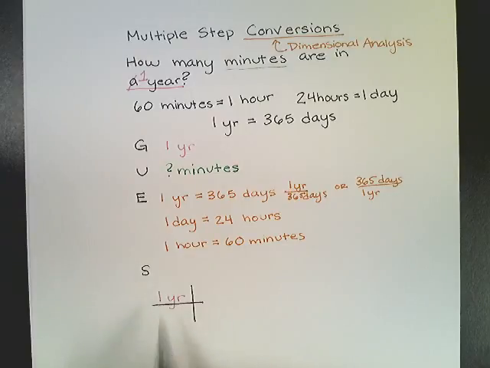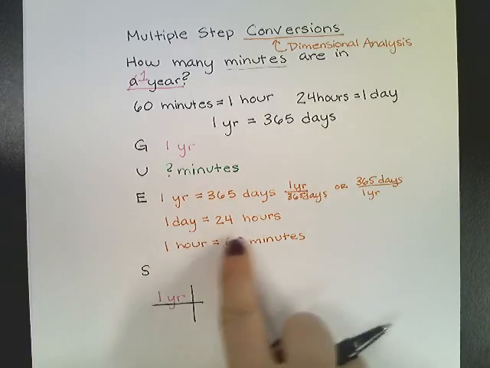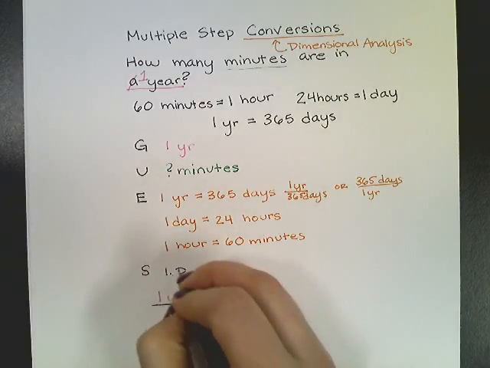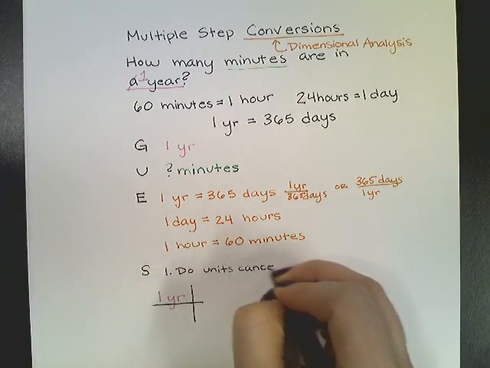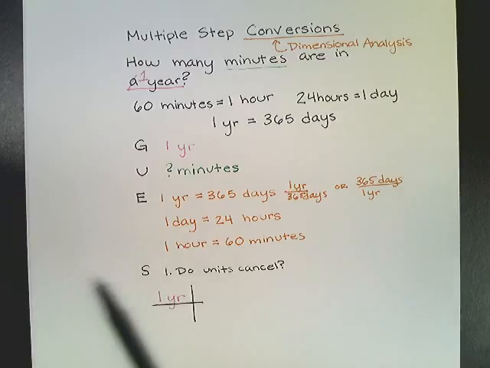Now, the 2 questions we ask for our setup will help guide us through choosing what conversion factors to use and how we're going to set them up. So, keeping that in mind, I see I have 1 year here. The first question is, do units cancel? In order to cancel out my units, that means a year has to be at the bottom of my next term.